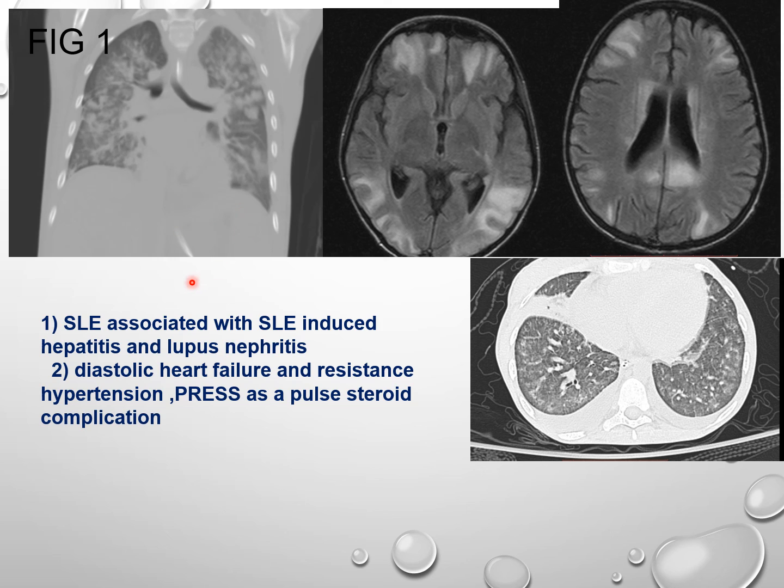So the patient's steroid was tapered, and she was maintained on antihypertensives and treated for diastolic failure. Fortunately, she was extubated, and the MRI follow-up showed a normal MRI, which was consistent mainly with PRES syndrome. At the end the patient was diagnosed with SLE-induced hepatitis and lupus nephritis, and a complication of steroid in the form of diastolic failure, malignant hypertension, and PRES syndrome, which was reversible after discontinuation of the steroid.